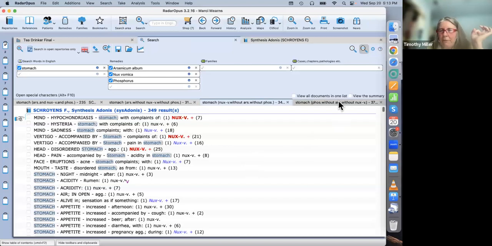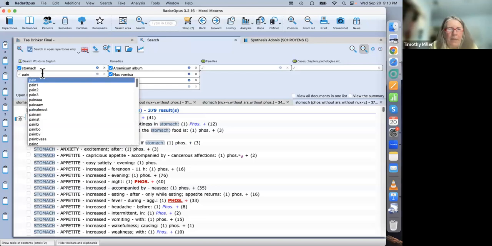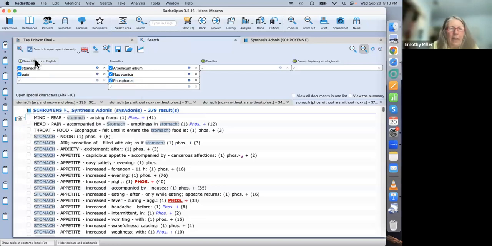All right. And finally, this last tab. So I have 4 tabs total. The last one would be phosphorus without arsenicum or nux. Hopefully that helps. We could also add another word here. I could go stomach pain, enter, and now I want with both of these words together.